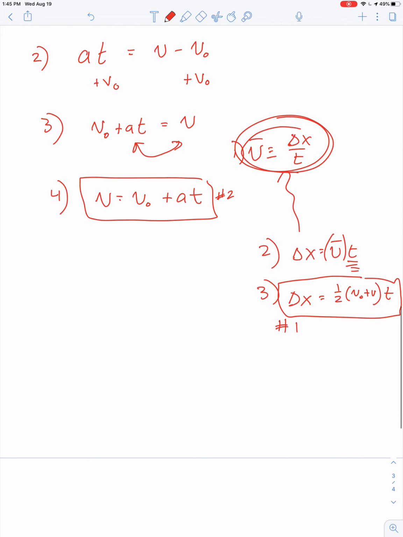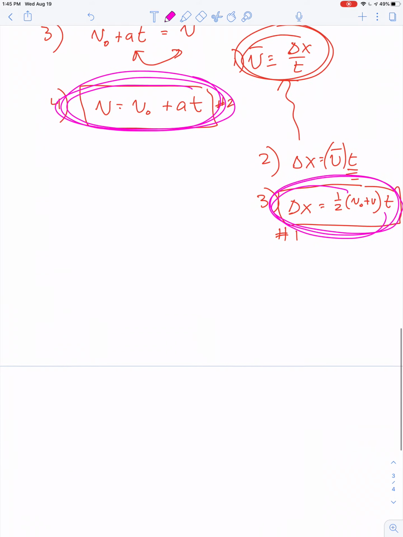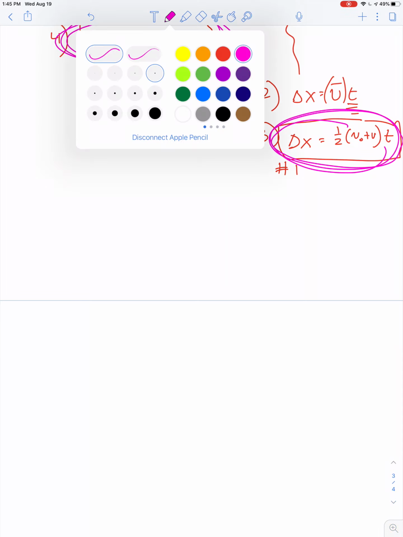So our first two kinematics equations are really just a way of re-expressing the definition of average velocity and acceleration. Now the other two just come by making some algebraic substitutions.